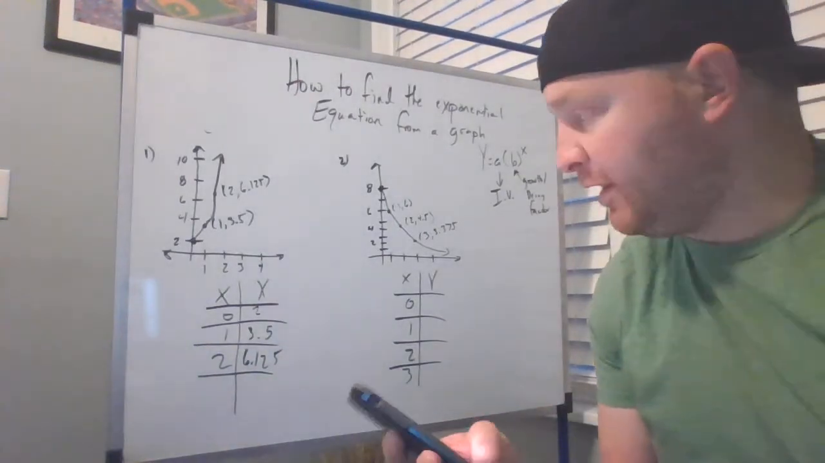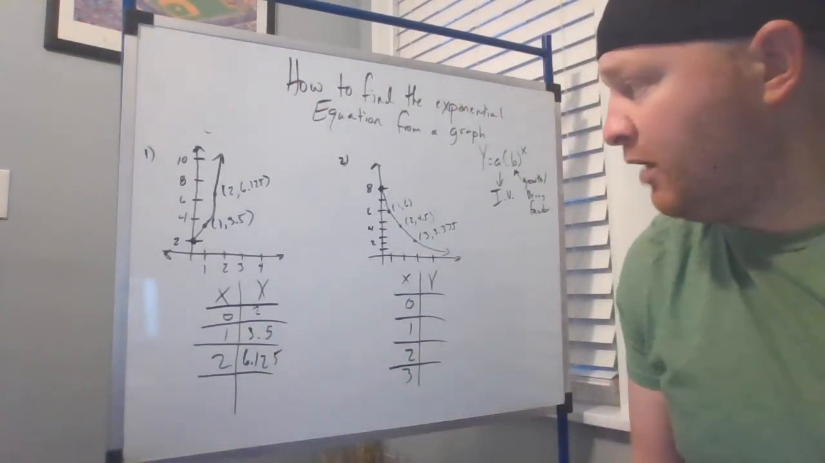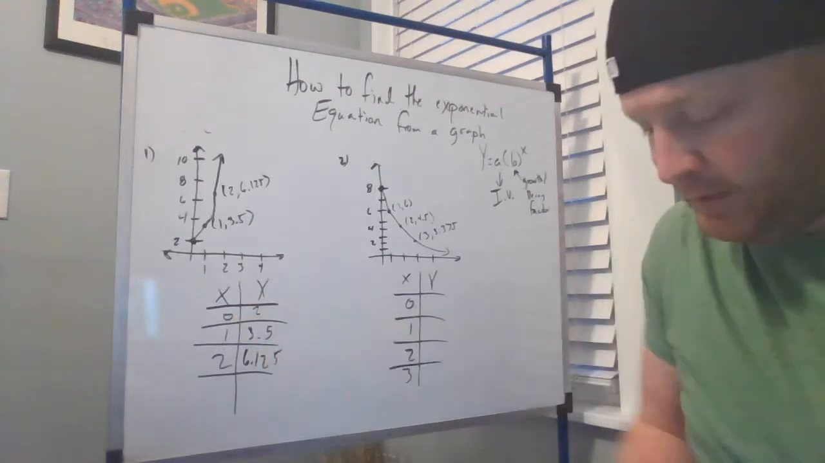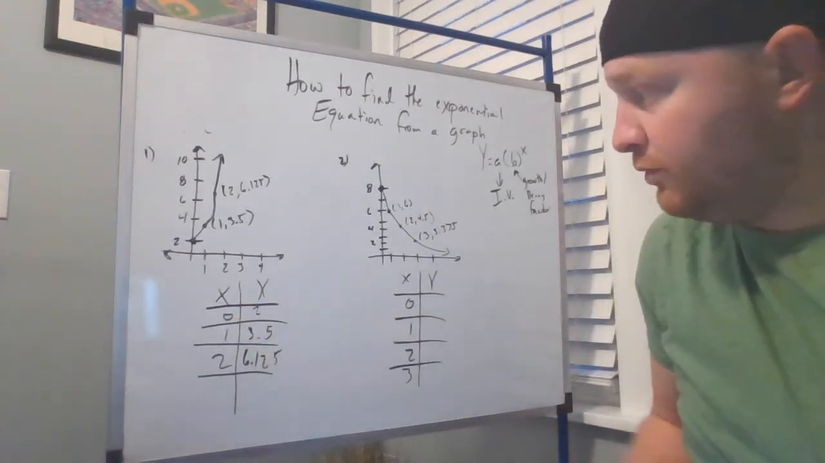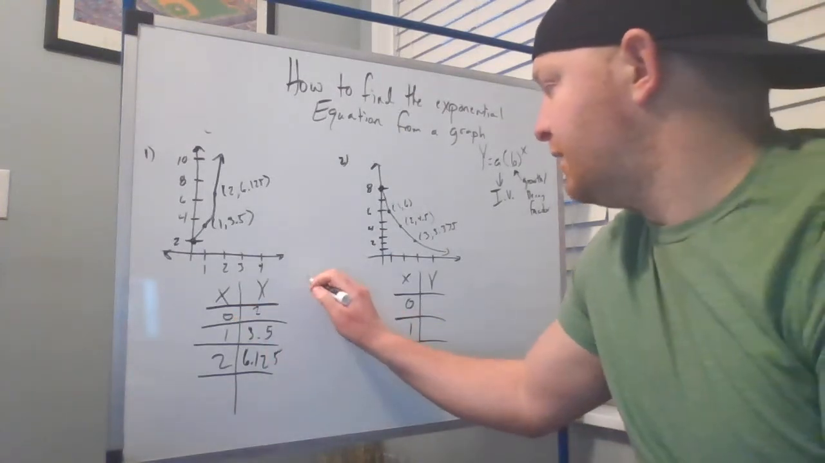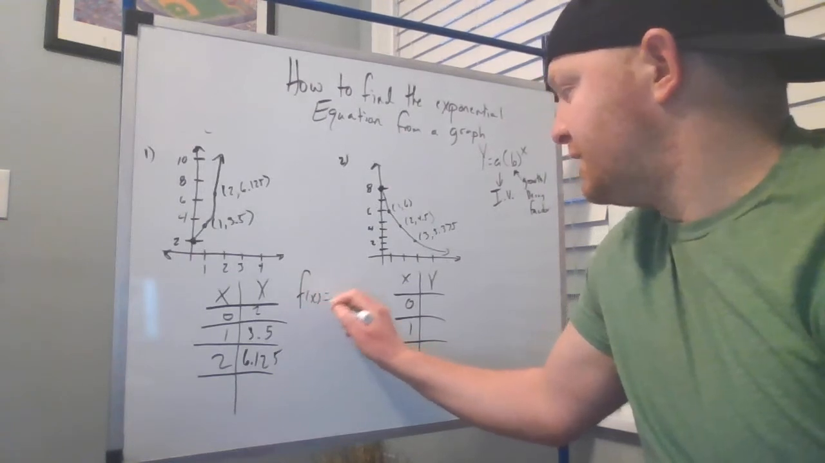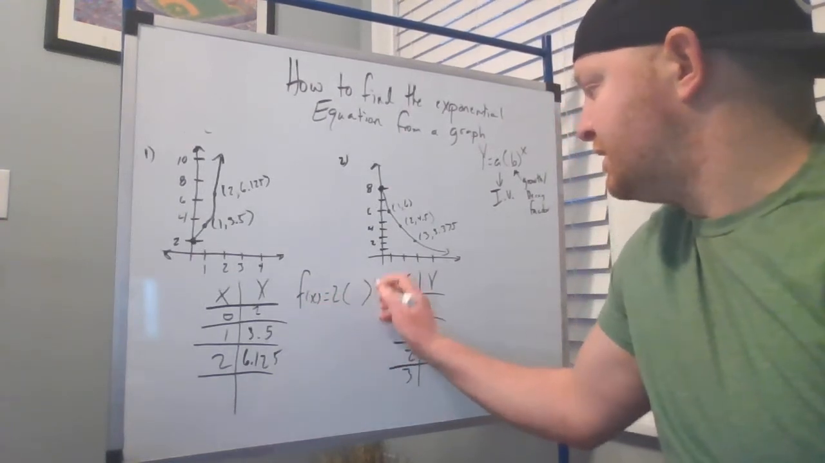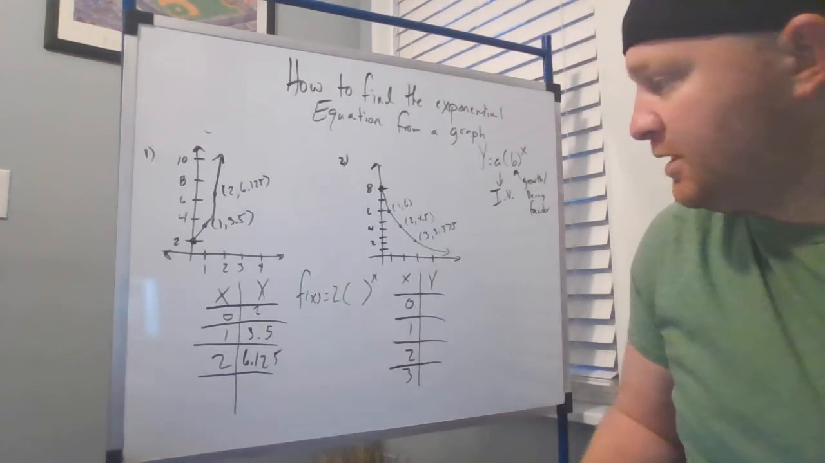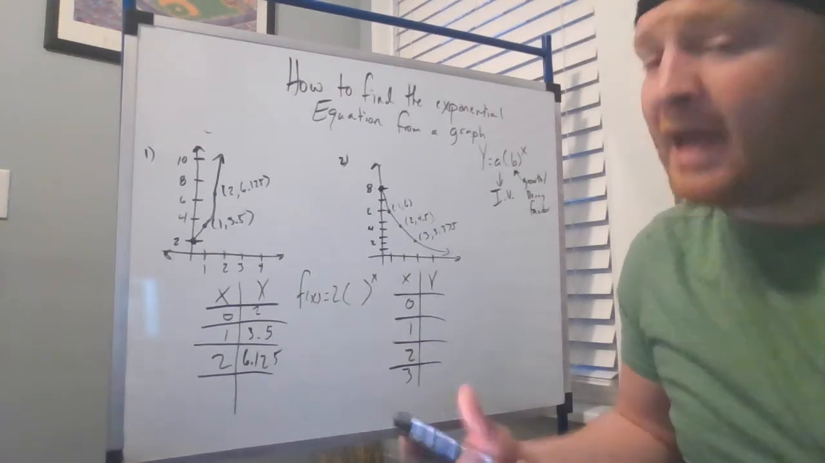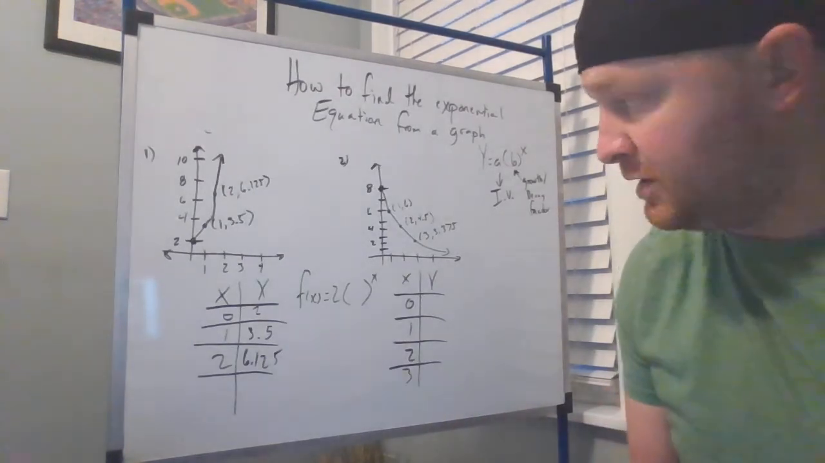Now, I got to do some work, so I'm going to grab my calculator. And already I know my initial value is 2, so I can start off with that. So it says f(x) equals 2 times something to the power of x. All right, let's see what it is. I know it has to be greater than 1, because it's a growth.